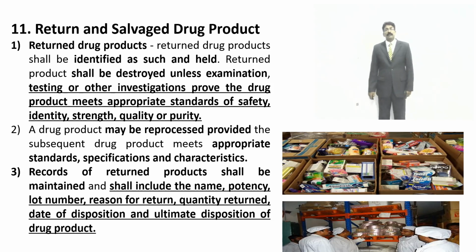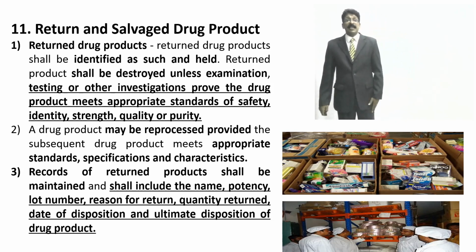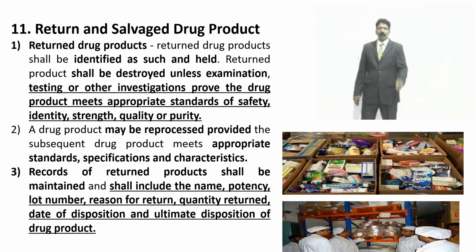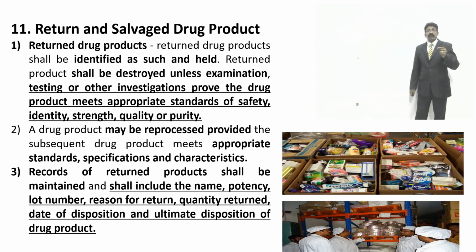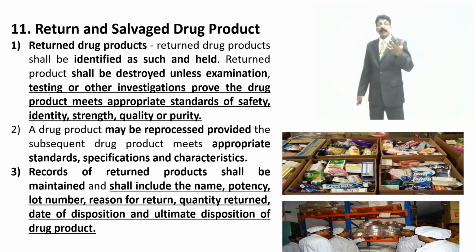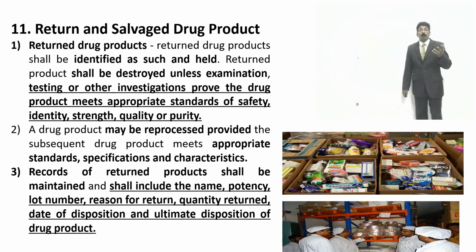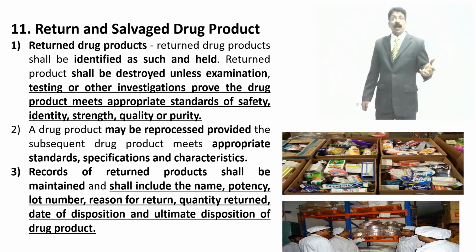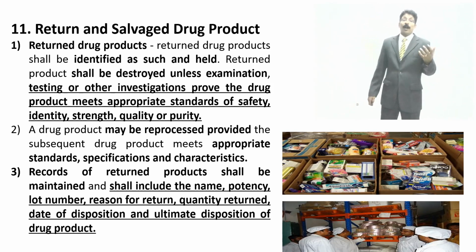A record of returned product, which is very important, shall be maintained and shall include the name, potency, lot number, that means batch number, the reason for returning, the quality at the time of return of the product, the date of disposition and the ultimate disposition of the drug product. All these details have to be maintained.